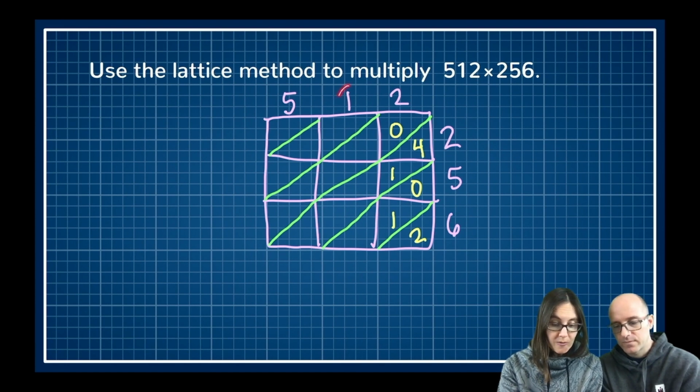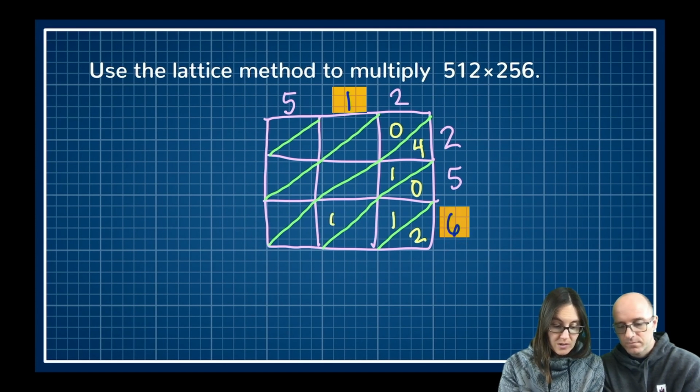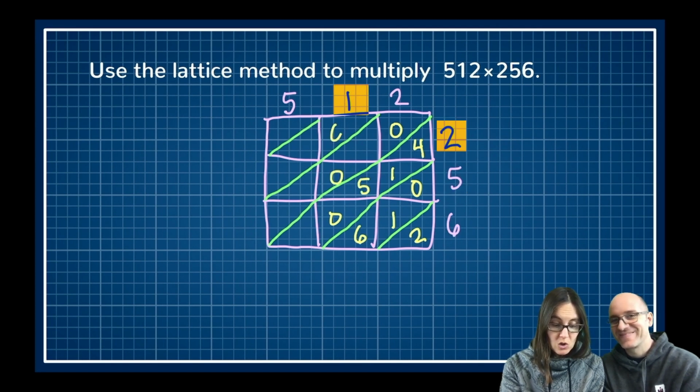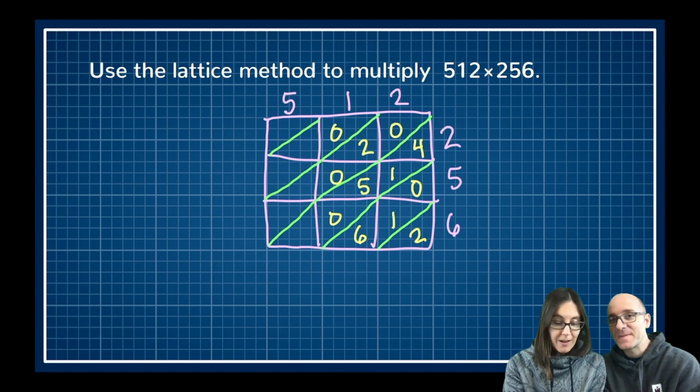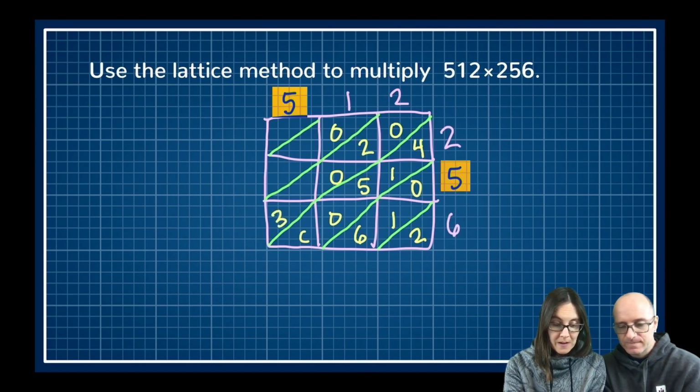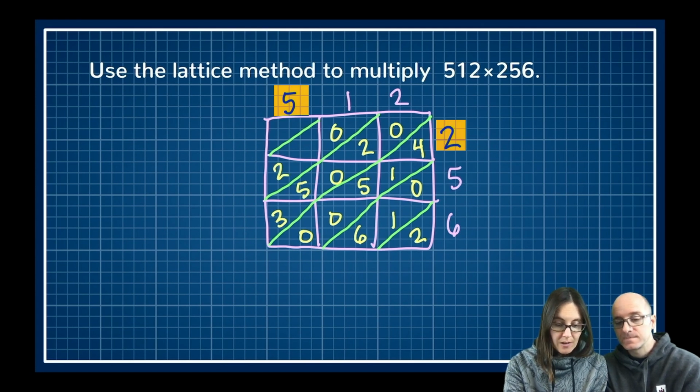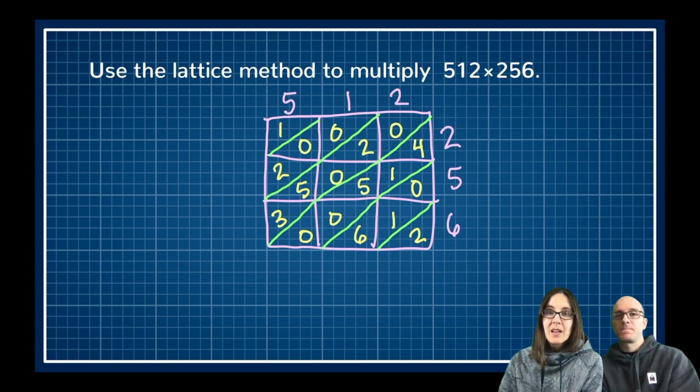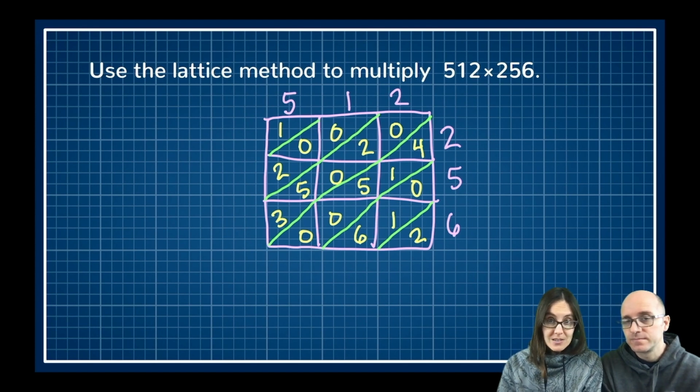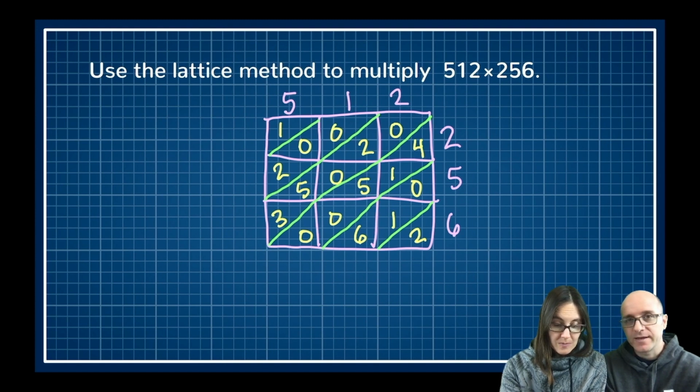So I'm going to have 1 times each of these. Starting with my 6, 1 times 6 is 6. 1 times 5 is 5. 1 times 2 is 2. And then 5 times 6 is 30. 5 times 5 is 25. And 5 times 2 is 10. Good. And now for the fun part, I just need to add diagonally and down. Can she do it? Can I do it indeed?